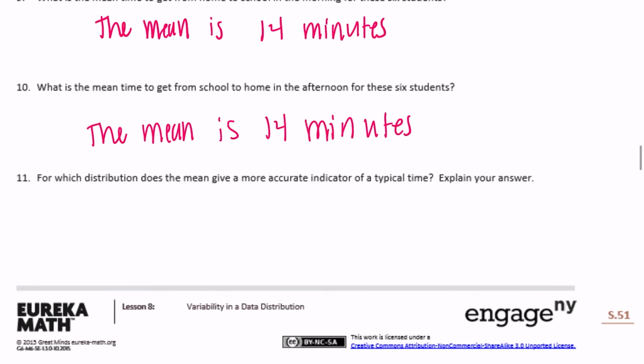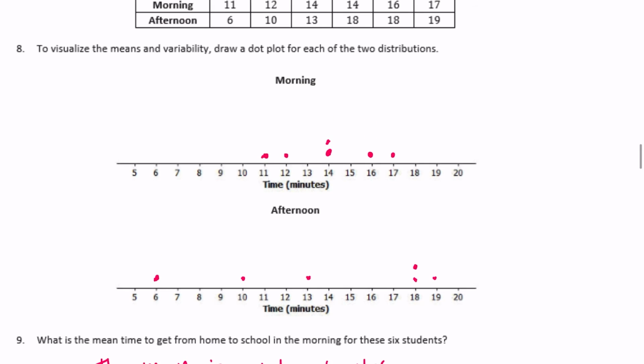Number 11, for which distribution does the mean give a more accurate indicator of a typical time? Explain your answer. So looking here, the average is 14 for both of them, but I would say the morning is where the times are more clustered around 14. Here in the afternoon, it ranges anywhere from 6 to 19 minutes, where in the morning it's only 11 to 17 minutes. So the variability is much smaller in the morning than in the afternoon.